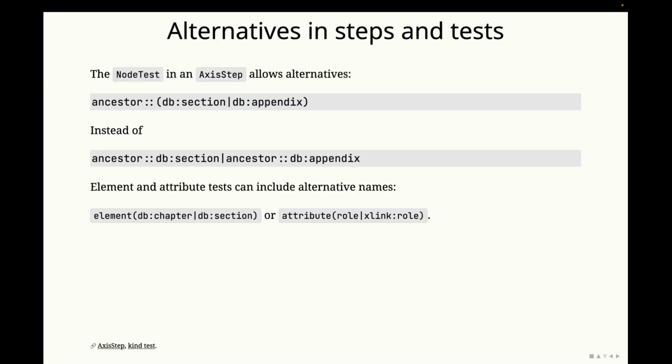Next up, a simple syntactic convenience when writing node and axis step tests. If you've got lots of tests and they use the same predicate, they use the same step, you can now group the names rather than having to repeat the step or node name tests every time.